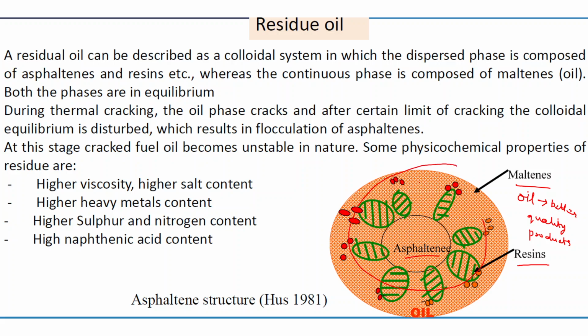But after thermal cracking, after a certain limit of cracking, this equilibrium breaks, which results in the separation of asphaltenes, resins, and maltenes, and we can get the maltenes. So at this stage, cracked fuel oil becomes unstable in nature, with some physiochemical properties.